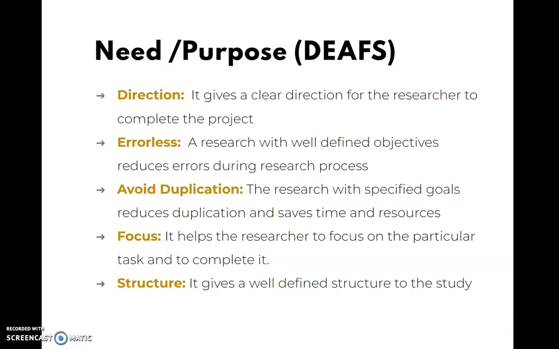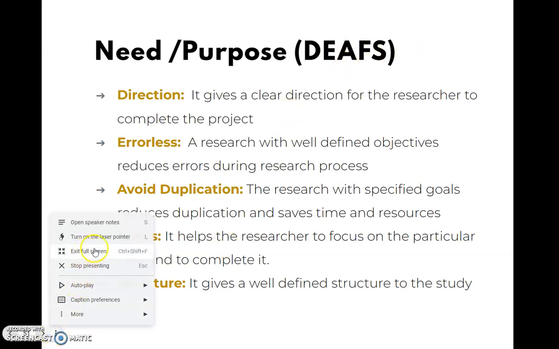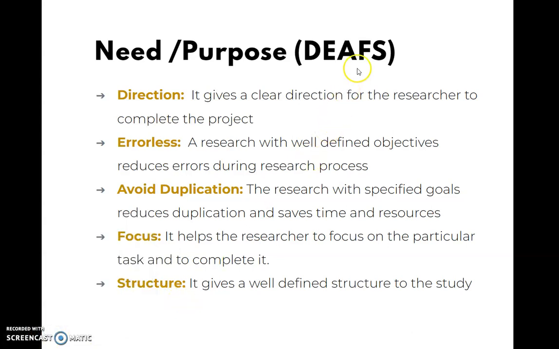So why do we need objectives in research, or what is the purpose of objectives? You can write it under the mnemonic DEAFS. What is DEAFS? D is direction, E is errorless, A represents avoid duplication, F is for focus and S is for structure.